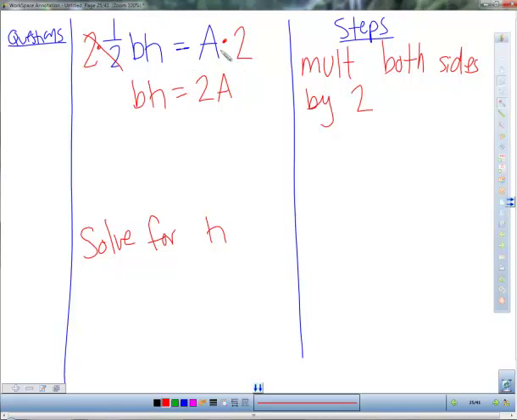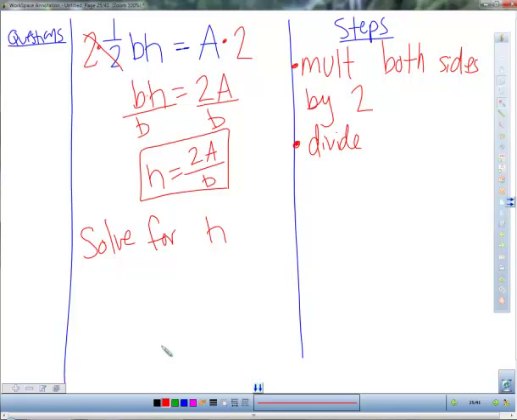Okay, again, if I'm solving for h, I'm figuring out what am I doing to my h right now, and I need to do the inverse of that. So right now I'm multiplying h times b, so I need to do the inverse, which is divide by b. If I divide the left side by b, I've got to divide the right side by b also. So h is going to equal 2a divided by b. I'm going to write over here, since I multiplied both sides by 2, my next step that I did was divide both sides by b.